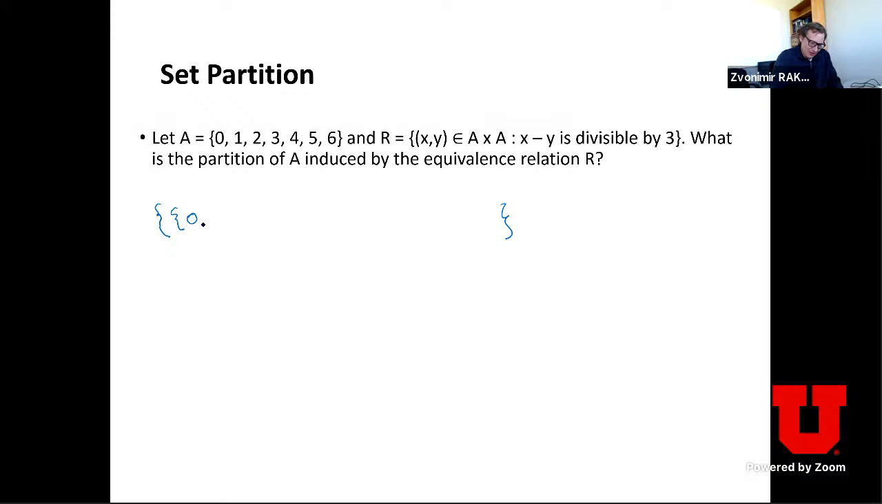Okay, so 0 would go with 3 and 6. So all pairs from this set belong to this relation R. And then what else? 1 would go with 4, and 2 would go with 5. So that's the solution to this problem. Any questions?